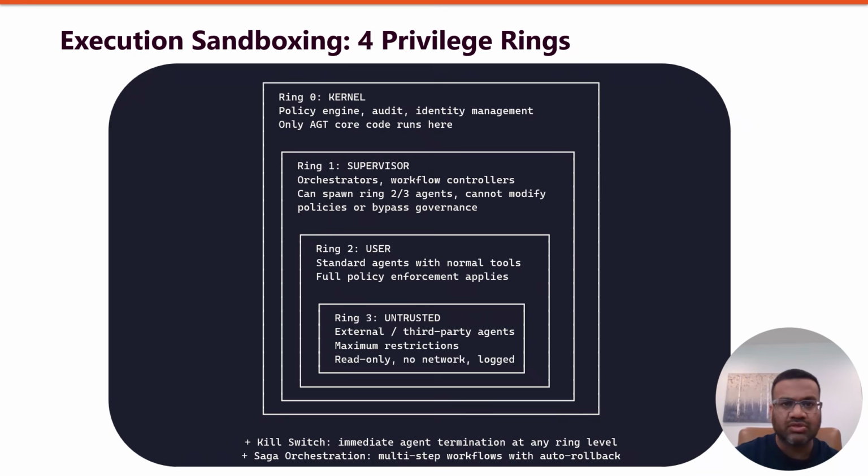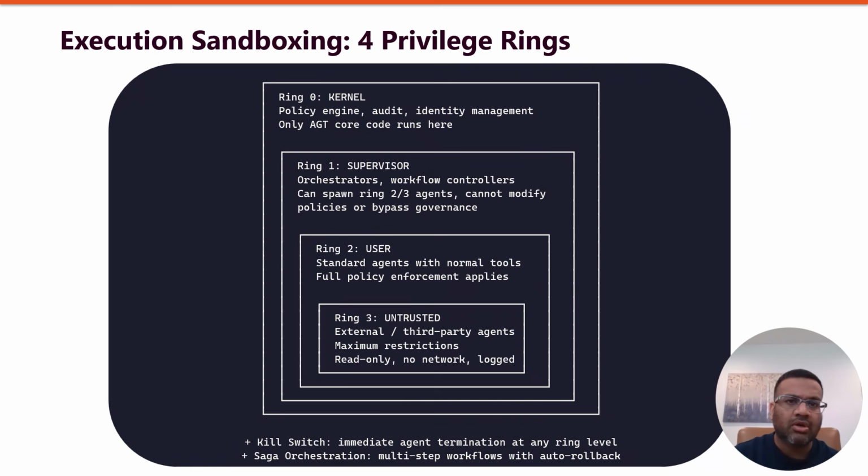Ring 2 is user space. Standard agents with normal tools, full policy enforcement applies. This is where most of your production agents will run. Ring 3 is untrusted. External agents, third-party integration agents from unknown sources, maximum restrictions, read-only access, no network calls, everything logged.